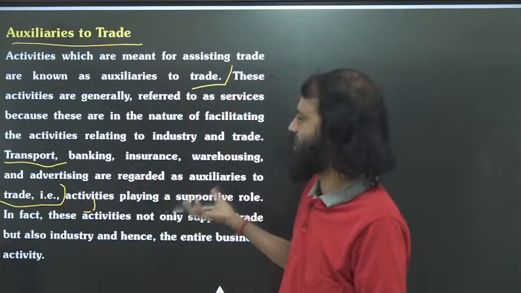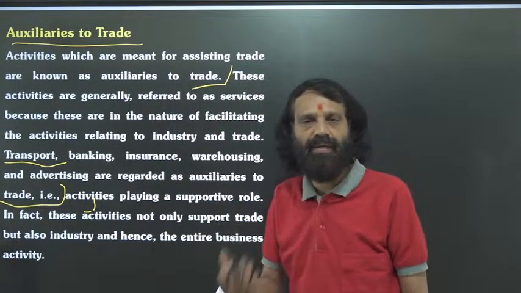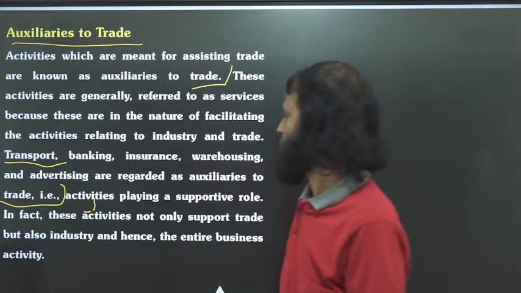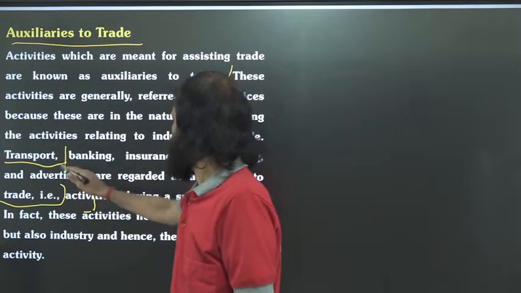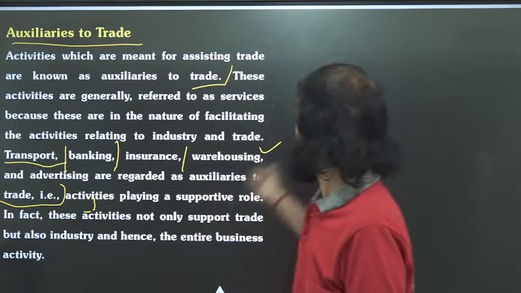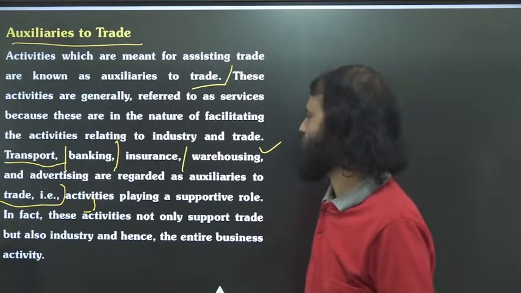These are the fundamental structures which can assist the primary as well as the secondary sectors in our country. So we want a better transport system, better banking system, insurance, warehousing. Warehousing means godown, keeping goods, etc. very well in our country.